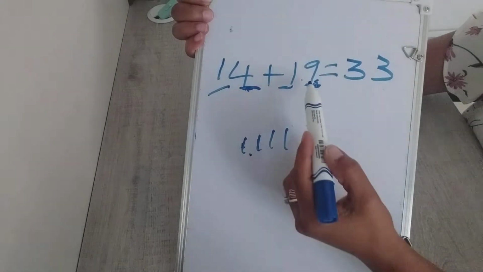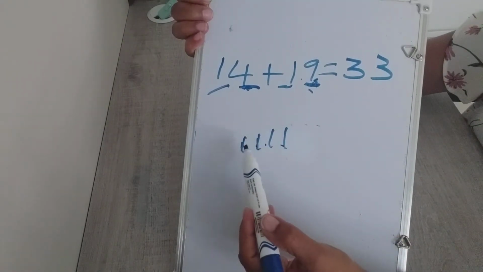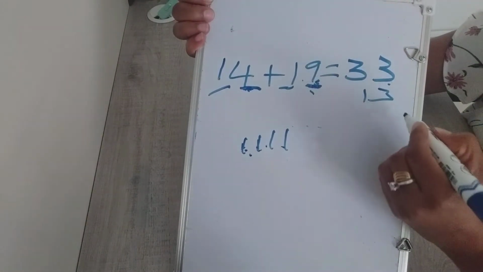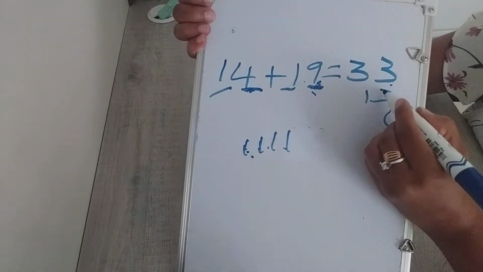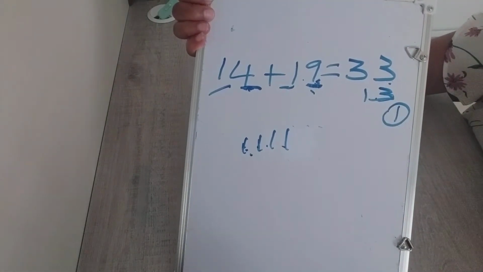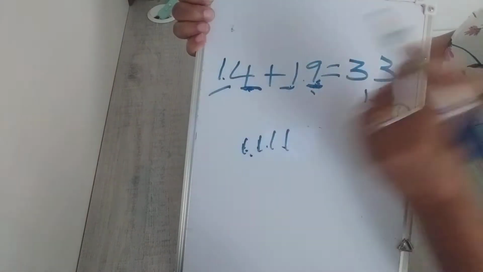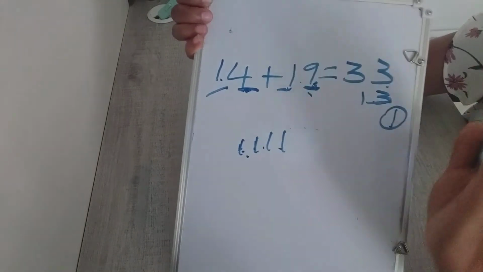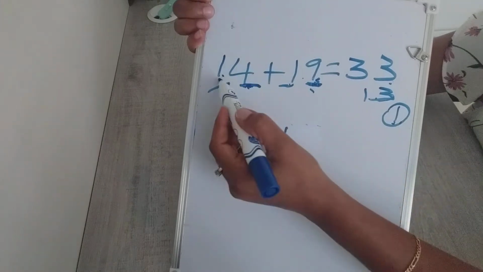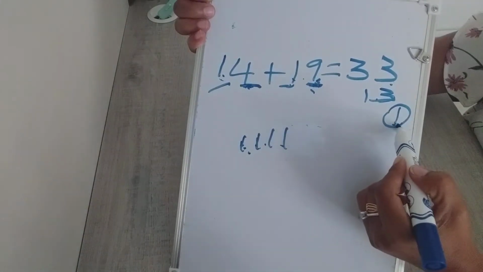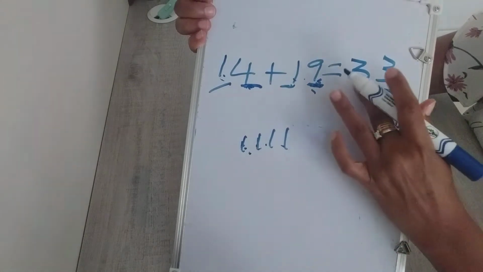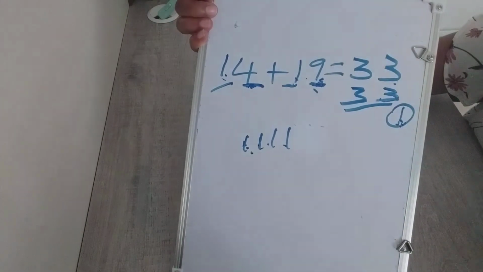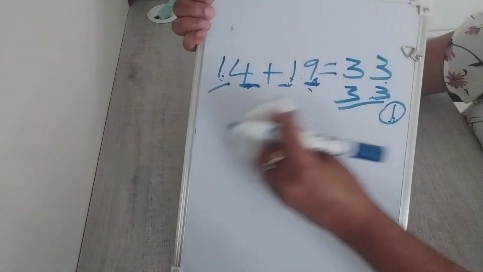I have 4 here: 9, 10, 11, 12, 13. I have 3 here. You cannot write 13. The 1 we keep here, and I will write only 3. Again, 1 plus 1, what will it be? 2. I keep the 1 and I will add her, she's a friend. She will not be alone, she'll be together. 1 plus 1 is 2. I have 1 here. What will be together? 3. The answer, what will it be? 33. Again, another one. I will repeat for you.